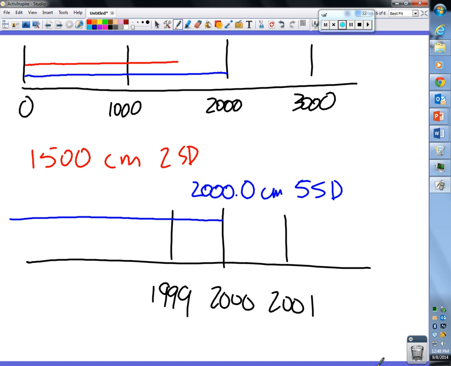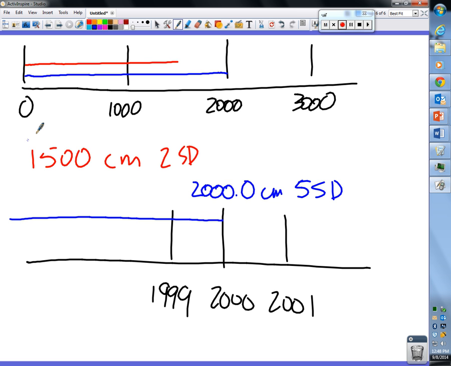Alright, the numbers on the ruler tell us the number of certain digits. Okay? So, going back to the red line. The red line had one certain digit, one uncertain digit, for a total of 2.